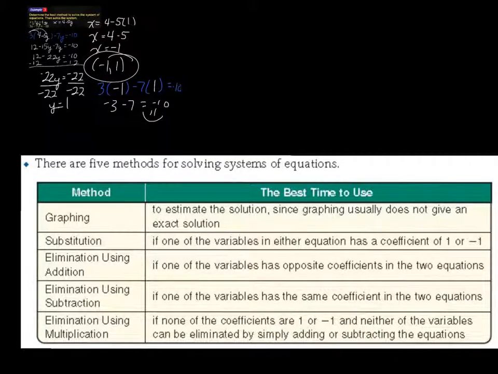Of the 5 different methods for solving equations, we're rarely going to use graphing when we're serious about doing it. Substitution works well if one of the variables has a coefficient of 1 or negative 1. Elimination with adding if you have opposites for coefficients of one of your variables. Elimination with subtracting if 2 of your coefficients are the same for the same variable. And if we don't have either the same or opposite or a coefficient of 1, we're going to have to multiply and make it be one of those things.